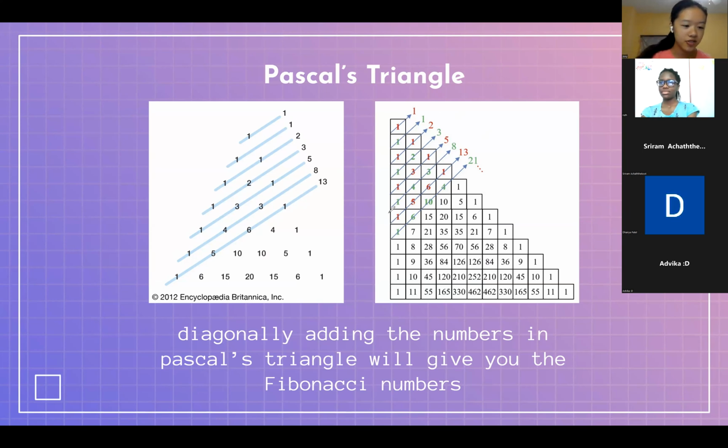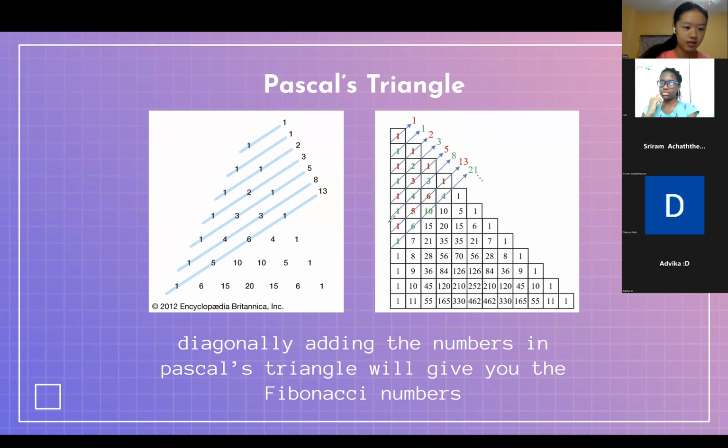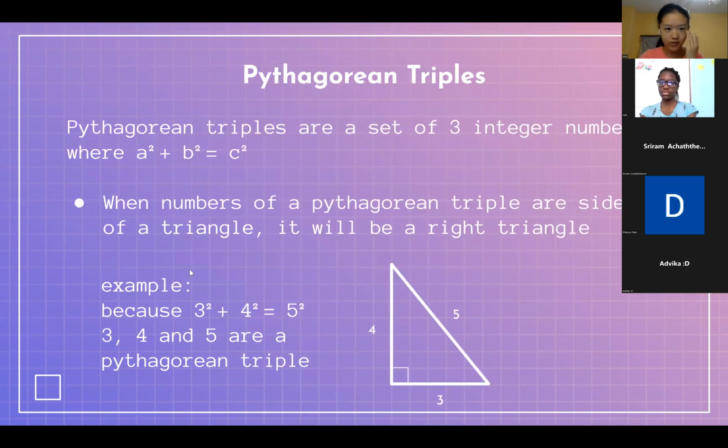In algebra, you use Pascal's triangle for the binomial theorem. And then in probability, you use it when you're doing combination calculations. So the other interesting place that the Fibonacci numbers pop up is in Pythagorean triples.